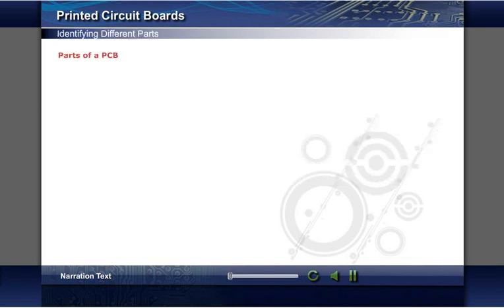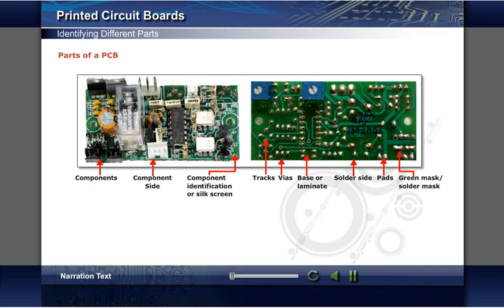Let us look at different parts of a populated PCB. Base or laminate is a non-conductive substrate. Components are electronic parts mounted on PCB. These include mechanical clamps, hardware, and heat sinks. Tracks are conductive paths. They electrically connect components. Pads are patterns where a component's leads are soldered.